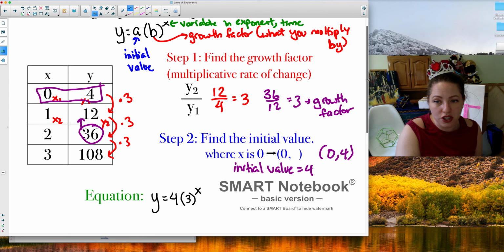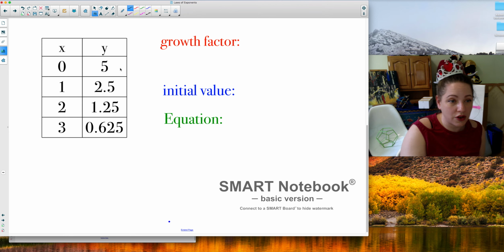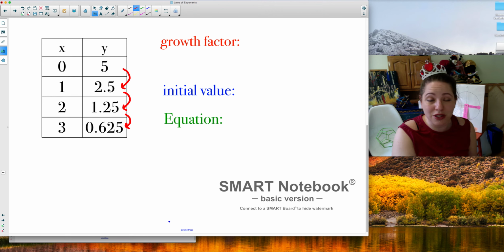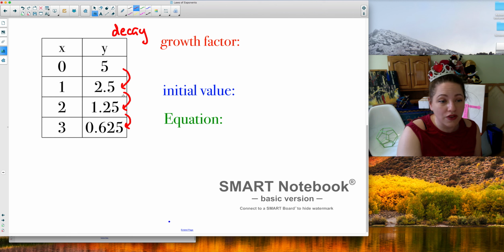Let's do one more just to make sure we understand it. Pause it, write everything down, and then stay with us. Okay, so we want to find the growth factor. So we're looking to see what is it multiplying by each time. Sometimes it's really hard because sometimes it's going down. That is called decay. Decay is when it decreases, and we want to find what is it multiplying by to make it decay like that, to make it go down.